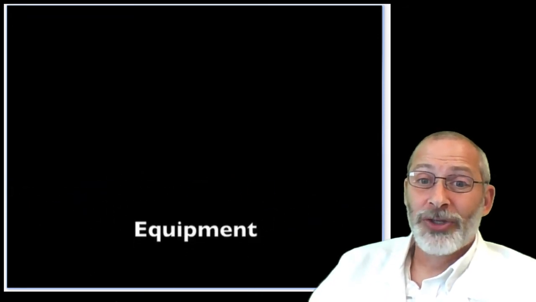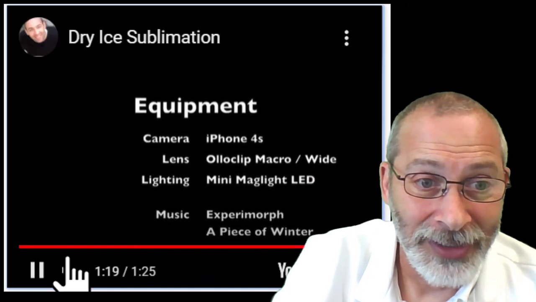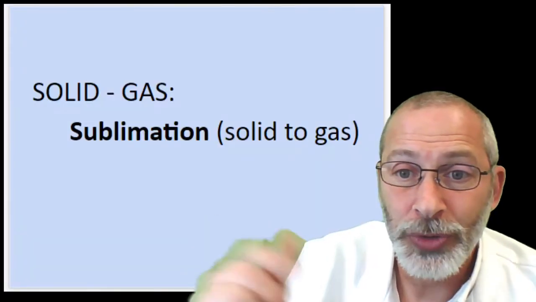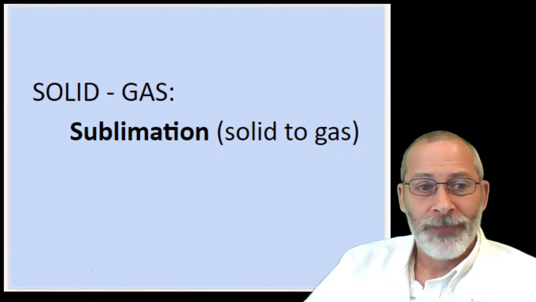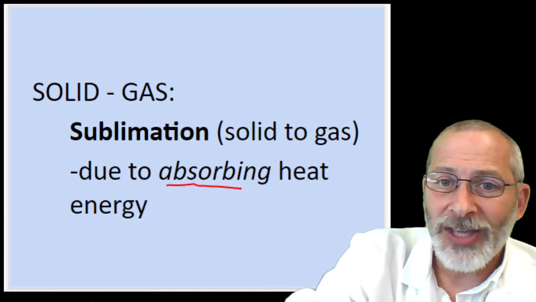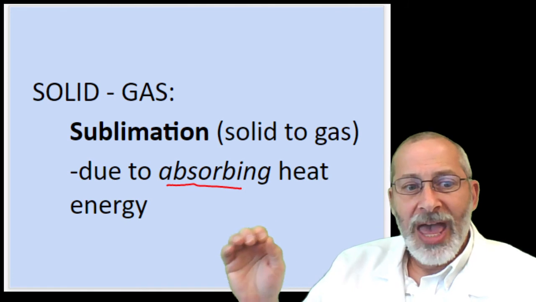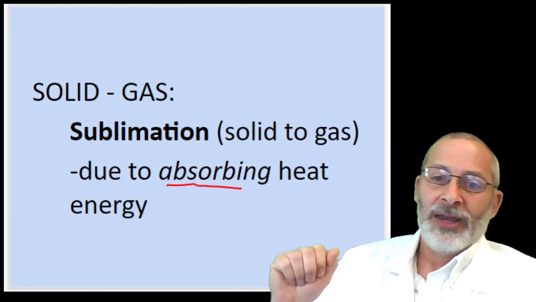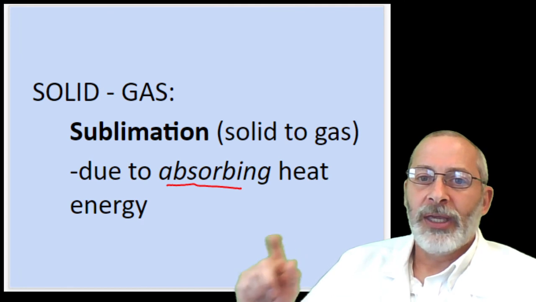That's what happens to water, by the way, on Mars. Because of the atmospheric pressure, water doesn't melt on Mars. It sublimates right into the atmosphere, which is one reason why there's no liquid water on the surface of Mars today. So say bye-bye to the dry ice. And we'll move on now to our notes here and sublimation. Again, sublimation is when you go from a solid to a gas, and it is due to absorbing heat energy.